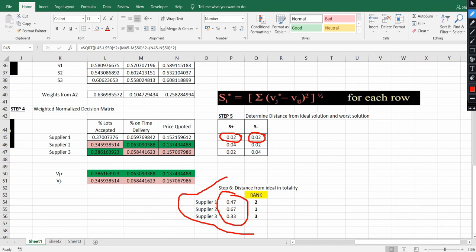Since we are calculating the closeness to the ideal solution, the higher the better value. Depending on the value of this, I have assigned supplier 2 the rank 1, followed by the 0.47 value of supplier 1, to which I have given rank second, and lastly the least value is 0.33, and hence I have given rank 3. Okay, so in this way the ranking can be done in the TOPSIS method.